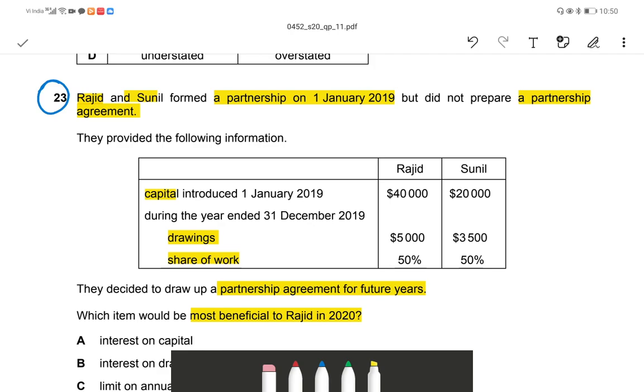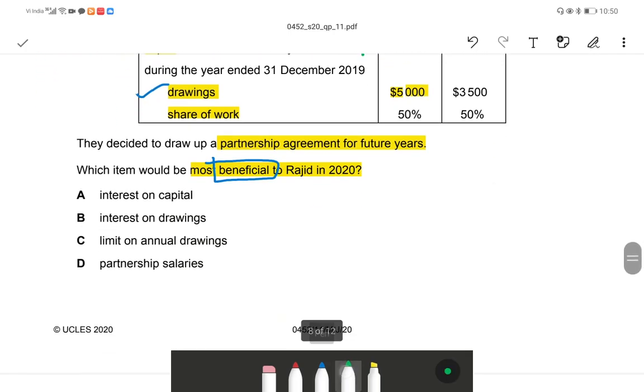So, here the question is, which is the most beneficial? If they are following a partnership agreement, both partners will get interest on drawing and interest on capital. Which is the more? Capital is 40,000 to Rajit while drawing is 5,000. So the proportion of interest on capital will be more. So the most beneficial item means interest on capital only. The correct answer is A.